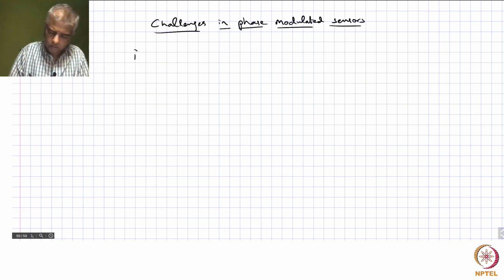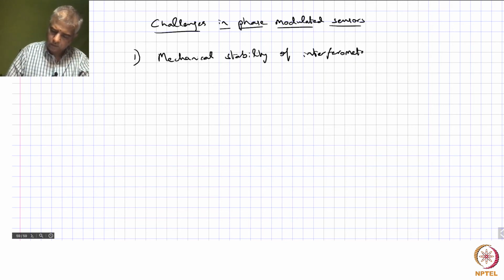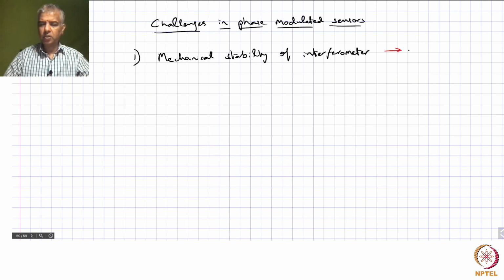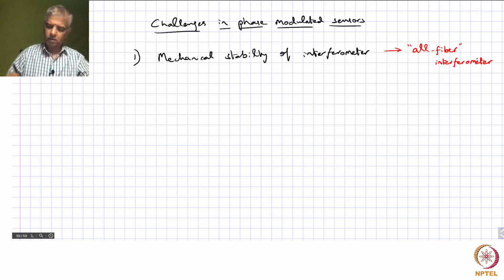So the first one that we looked at is the mechanical stability of interferometer. And what were we able to do? We were able to say that that could be addressed by an all fiber interferometer, right? So that was a solution we looked at.